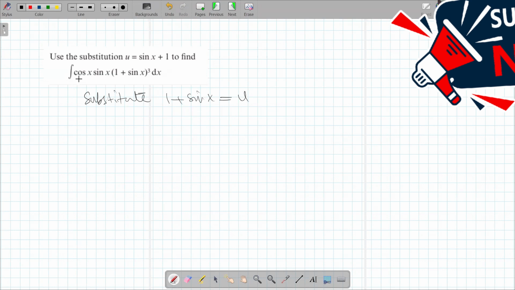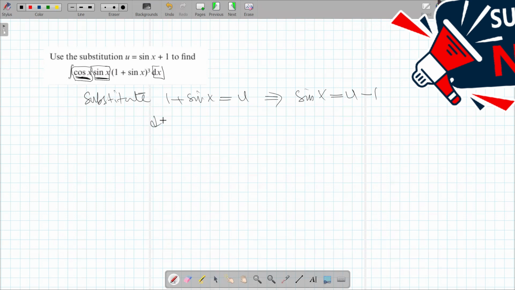But we have cos x here and sin x here. So what will we do? We also need to substitute for these two functions and dx as well. Sin x can be determined from this substitution. Sin x will be equal to u minus 1. What about cos x now? Well, when you work out du by dx, doesn't the cos x get cancelled?